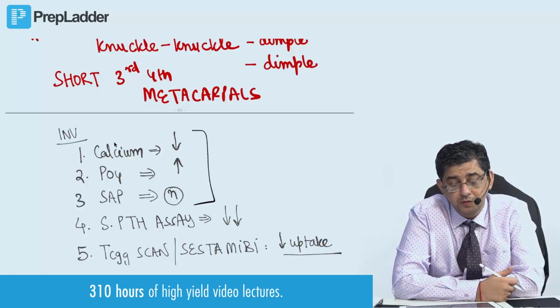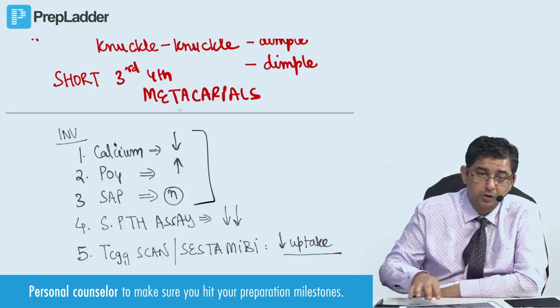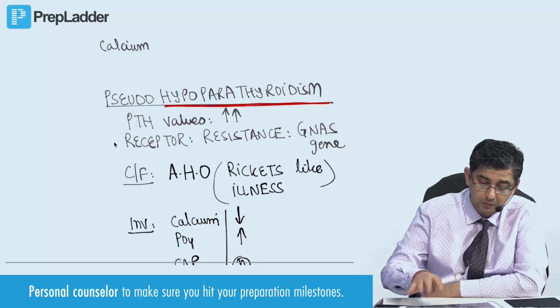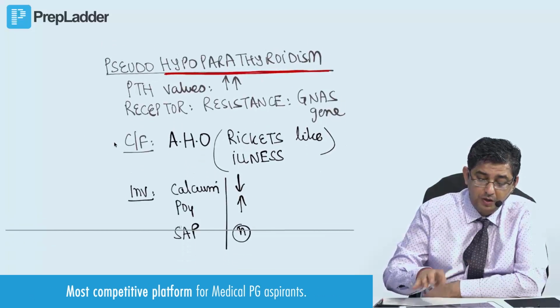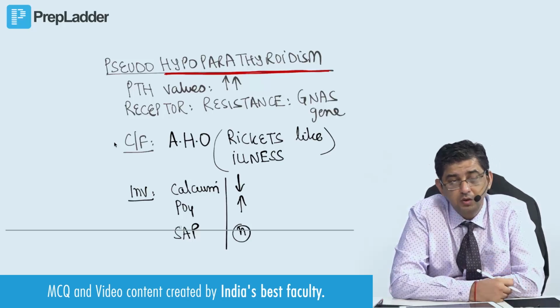Low calcium, more phosphate, normal SAP. This can occur due to hypoparathyroidism, or it can also happen in pseudohypoparathyroidism because the receptor is defective. So I can just put it like this: in type 1 diabetes, we study insulin is less, in type 2 it is more. Similarly here, receptor defect, so it is more.